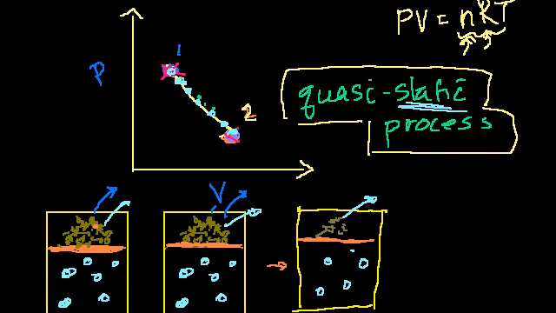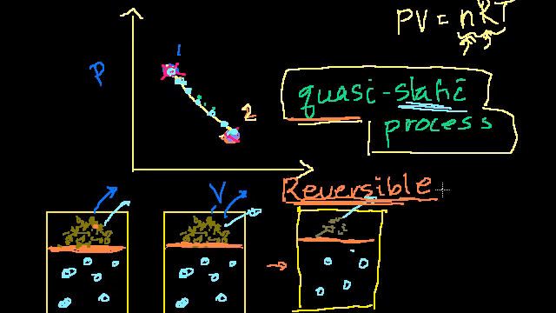Now, there's another term that you'll hear in thermodynamic circles that I had trouble comprehending the first time I heard it. It's called reversible. Sometimes these terms quasi-static and reversible are used interchangeably, but there is a difference. Reversible processes are quasi-static, and most quasi-static processes are reversible, but there are a few special cases that aren't.